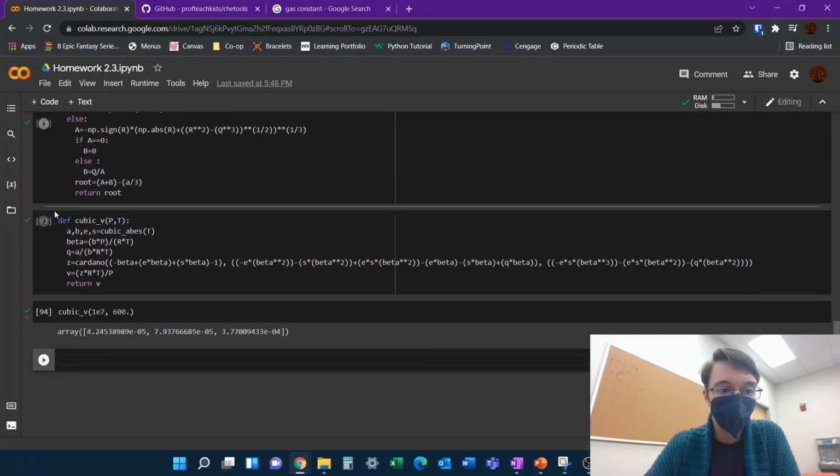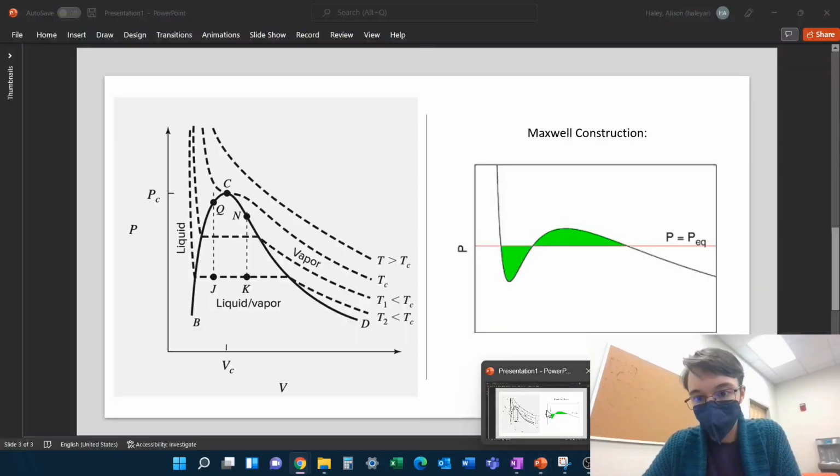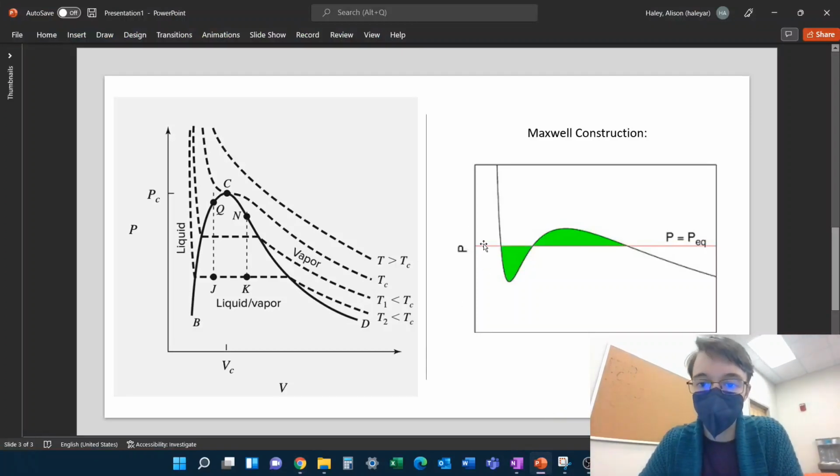Using this cubic V, for example, at a pressure of 1 times 10 to the 7th and a temperature of 600 Kelvin, these are our 3 roots. We're going to use those 3 roots as the limits of integration. So we're going to take the integration here, and then integration here, and then we're going to subtract these two, set them equal, find when the areas are equal, and then use that to plot our black line.